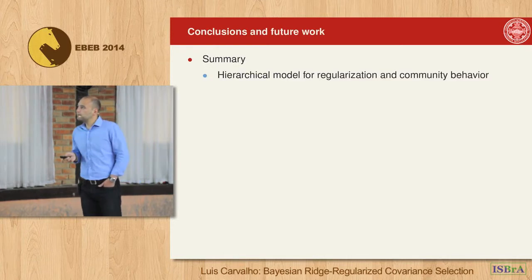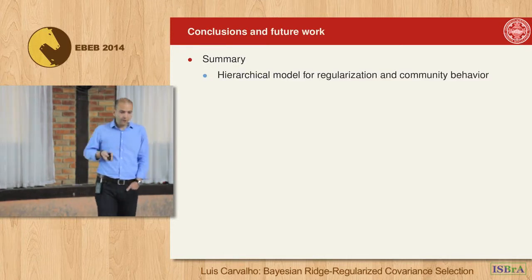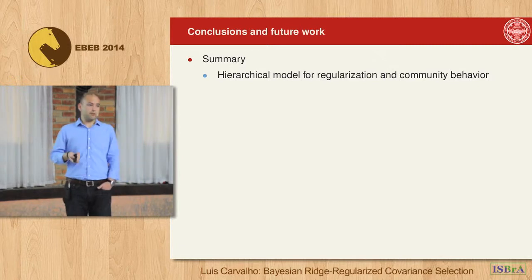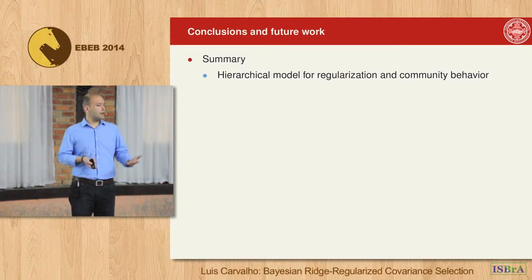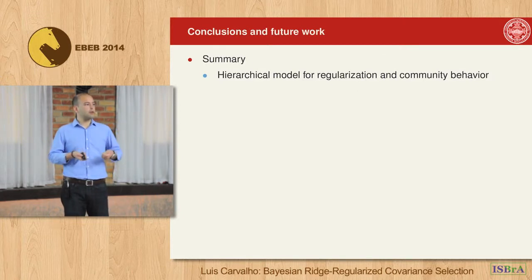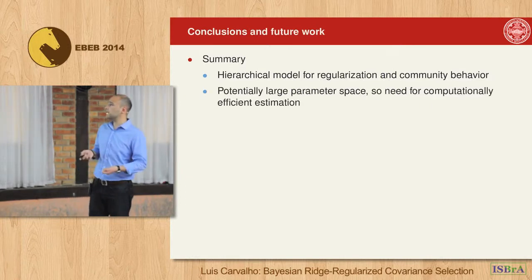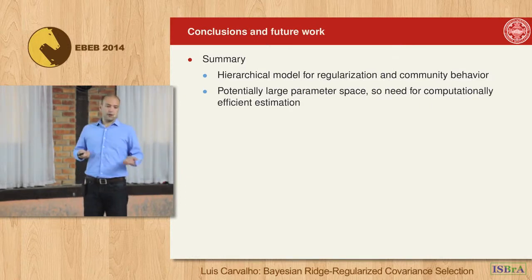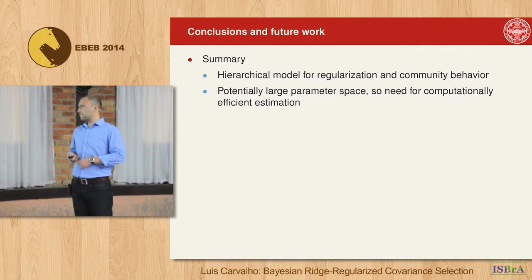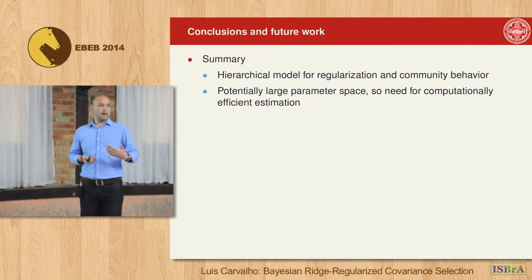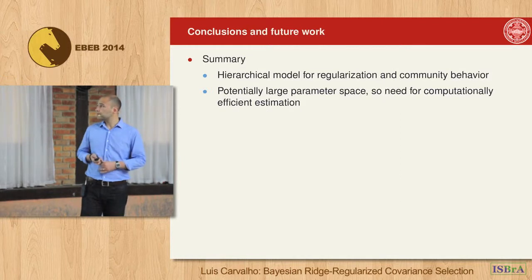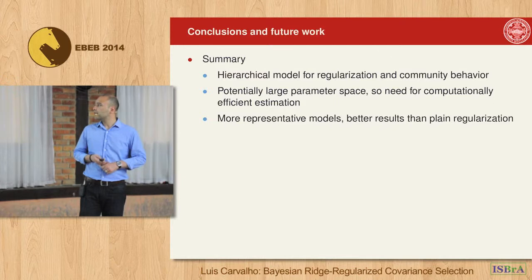So to summarize, the idea here is that we have a hierarchical model for regularization and community behavior. That is, we wanted to do covariance selection, but there are a few twists. We want to capture the fact that the components cluster, that we might have some components that have different degrees of popularity. It's a potentially large parameter space, so we need to be careful and derive an efficient estimation procedure. So we do have a MAP estimation procedure, but we also have an MCMC version of it. And the idea is that we want to have more representative models.